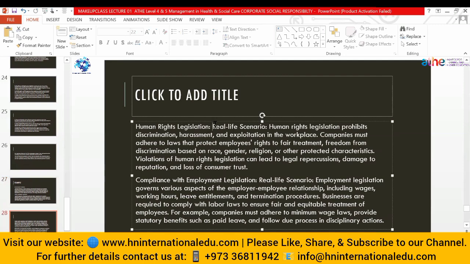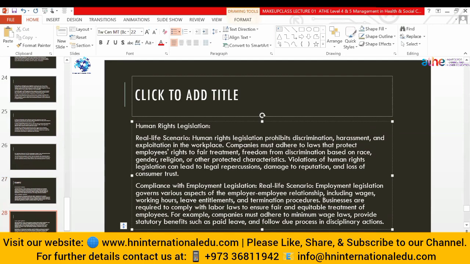Then we have human rights legislation. This prohibits discrimination, harassment, and exploitation in the workplace. Companies must adhere to the laws that protect employees' rights to fair treatment and freedom from discrimination based on their race, gender, religion, or other protected characteristics. Violations of human rights legislation can lead to legal repercussions, damage to reputation, and loss of consumer trust. This is what happens when we don't follow human rights legislation.